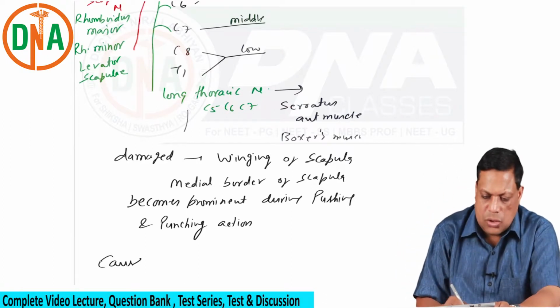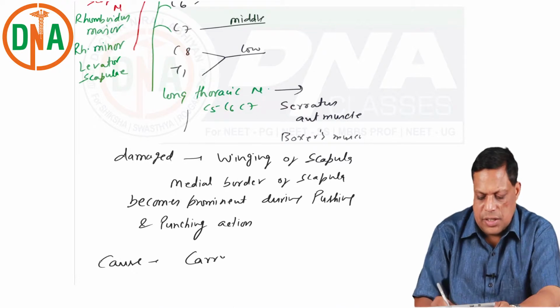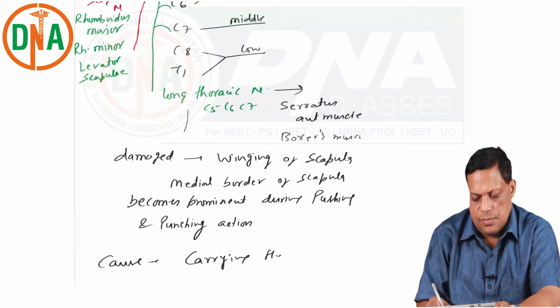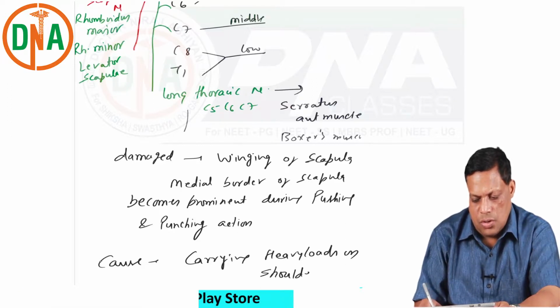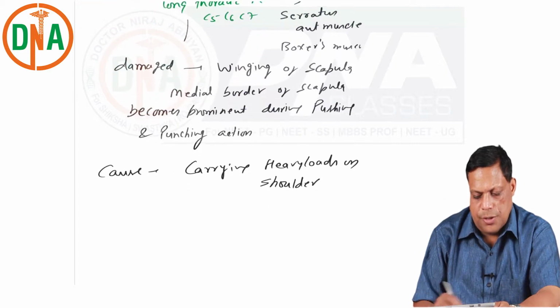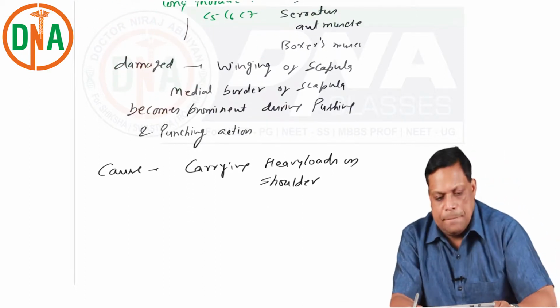What is the cause of injury to the long thoracic nerve? It is carrying heavy loads on the shoulder. This is the cause.